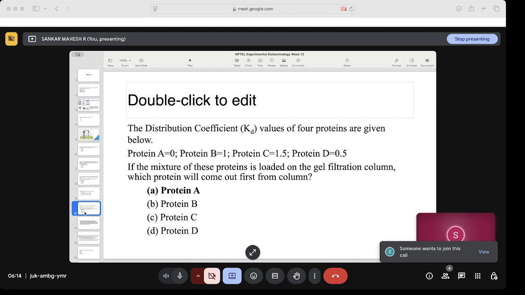The next question is, the distribution coefficient values of four proteins are given below. Protein A 0, protein B 1, protein C 1.5, protein D 0.5. If the mixture of these proteins is loaded on a gel filtration column, which protein will come out first from the column? Option A, protein A; option B, protein B; option C, protein C; and option D, protein D. Take a couple of minutes to think about this. You can start with mentioning what distribution coefficient is in the context of a gel filtration column, and then we'll take it from there.